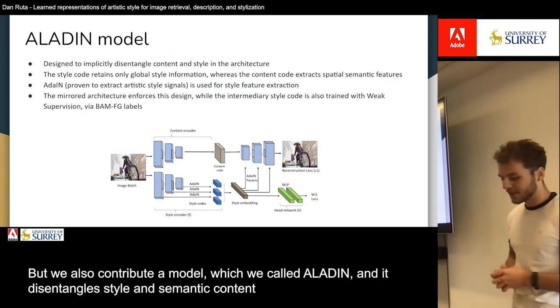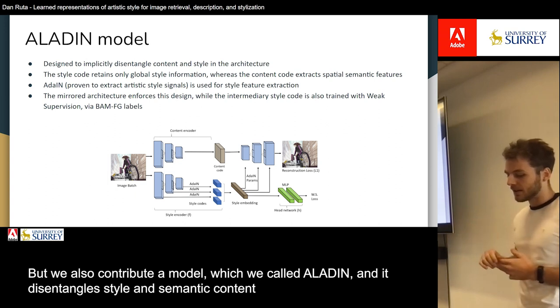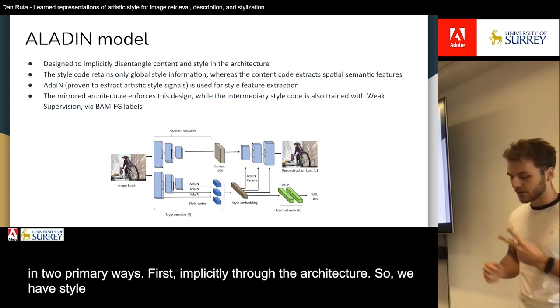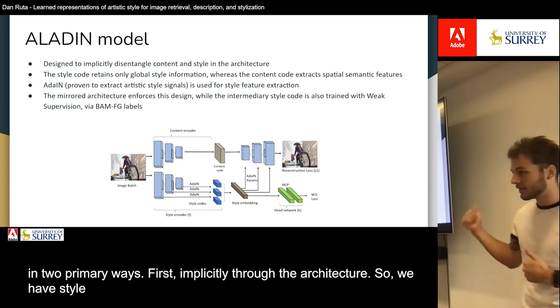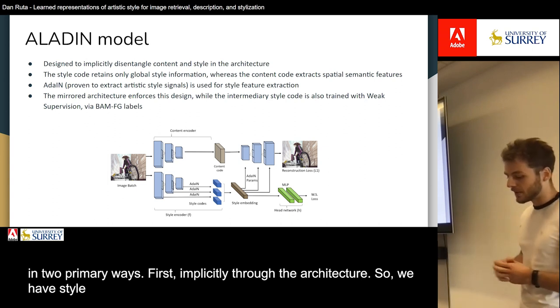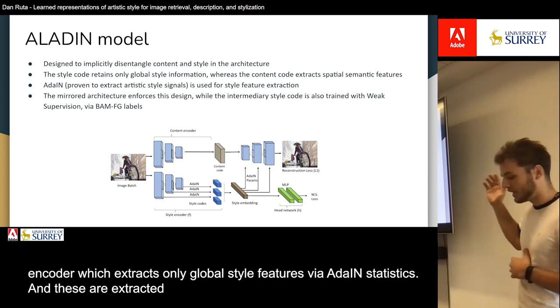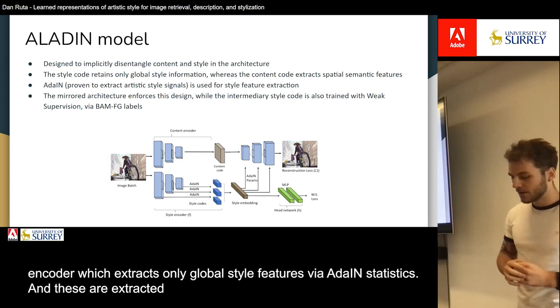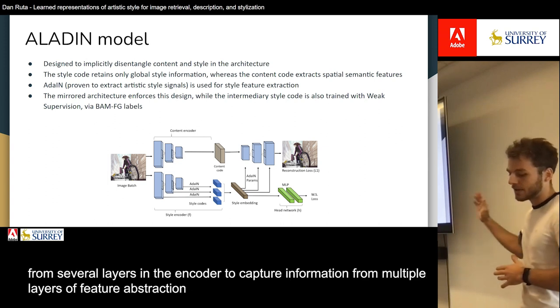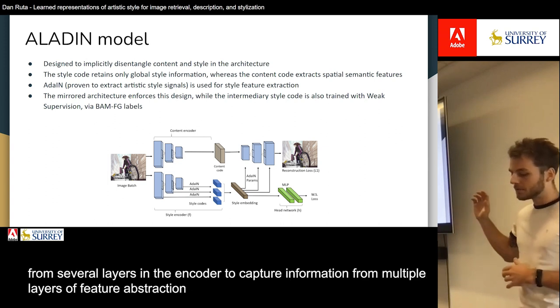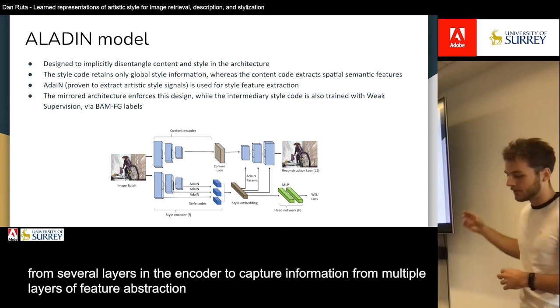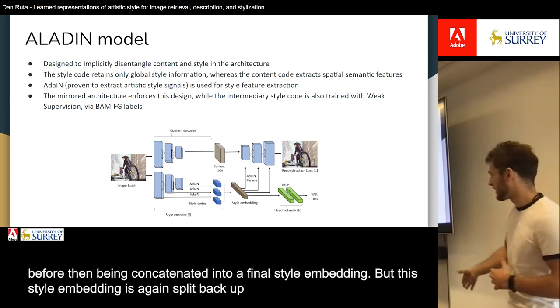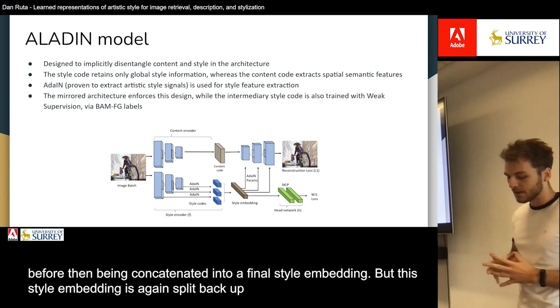But we also contribute a model, which we called ALADIN, and it disentangles style and semantic content in two primary ways. First, implicitly through the architecture. So we have a style encoder which extracts only global style features via AdaIN statistics. And these are extracted from several layers in the encoder to capture information from multiple layers of feature abstraction before then being concatenated into the final style embedding.